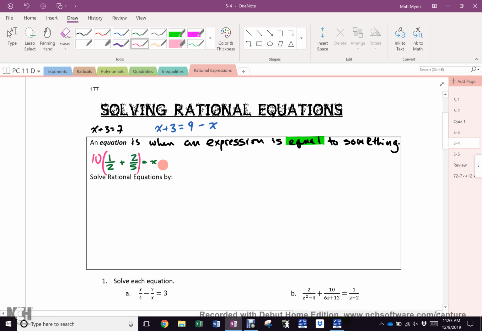What is 10 times a half? 5 plus what is 10 times 2/5? 4, right? Would equal what? 9. So what's x? No. How can x be 9? That's a half and 2/5 of something. It's 9/10. Right? Okay.